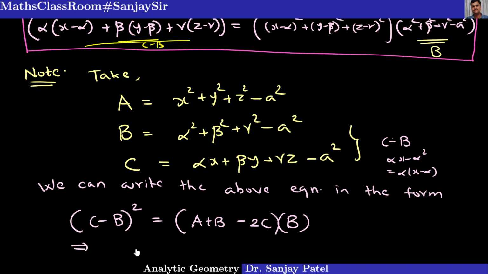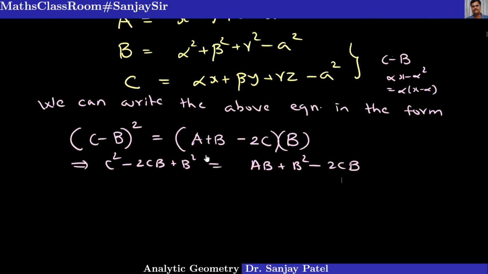Let us simplify this further. If you simplify this, you will get C square minus 2CB plus B square, and here AB plus B square minus 2CB. So the 2CB will be cancelled, B square and B square will be cancelled, and 2BC will be cancelled. So we get C square is equal to A into B.